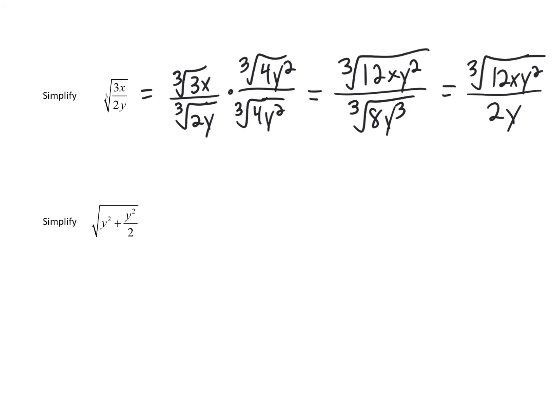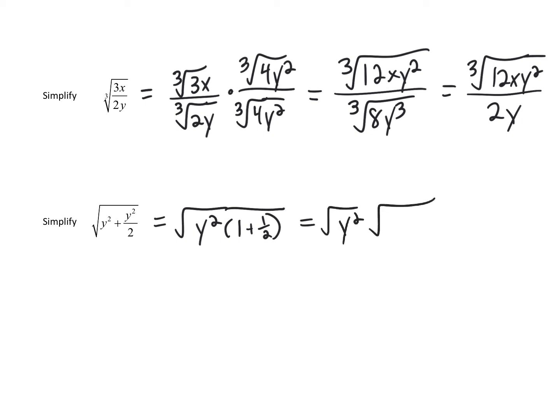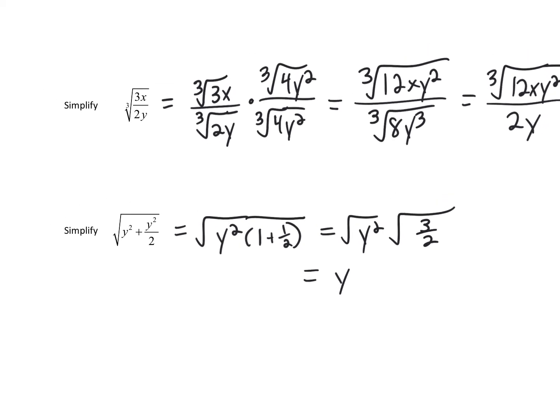Now the next example, we can factor y squared out of each term. We now have root y squared times root 3 over 2, 1 plus a half. Square root of y squared is just y. Root 3 over root 2, as we showed earlier, is just root 3 over root 2. We're going to times both by root 2 over root 2. So we end up with y root 6 over 2.